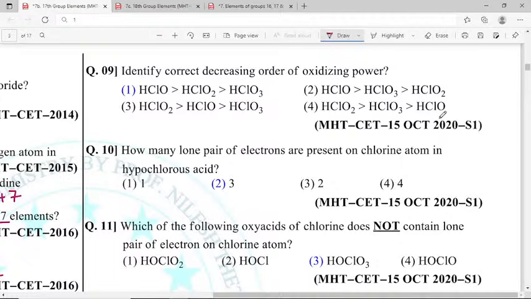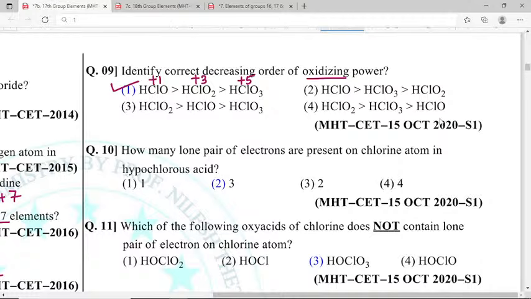Identify the correct decreasing order of oxidizing power. Oxidizing power: chlorine as +1, chlorine as +3, chlorine as +5. So the oxidizing power goes in this way: +1, +3, +5.